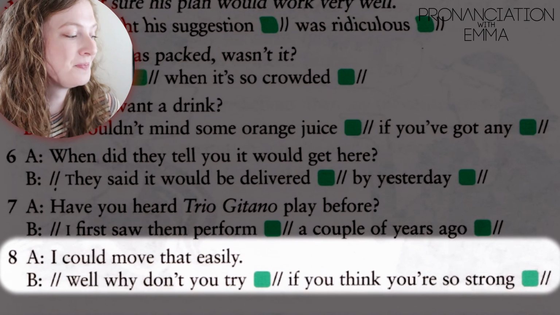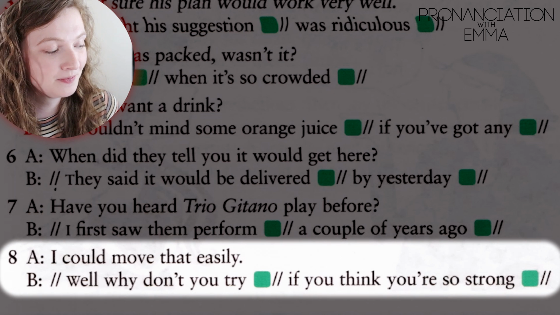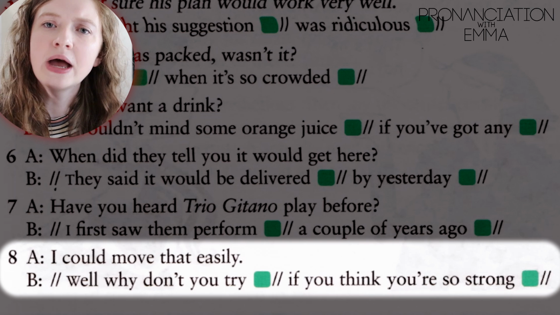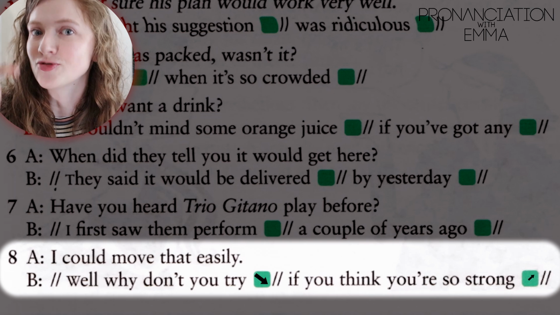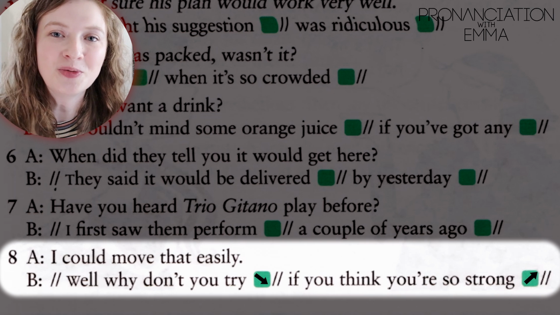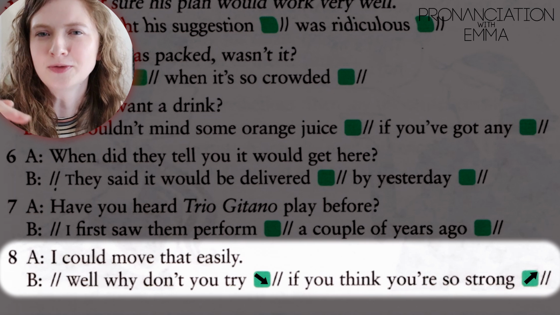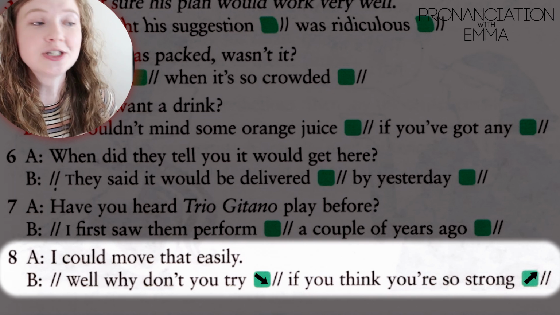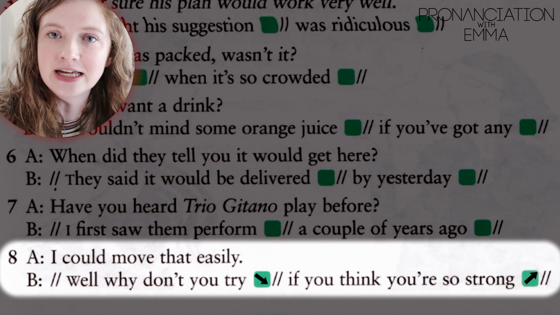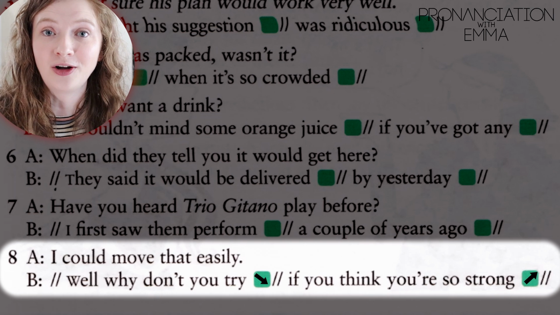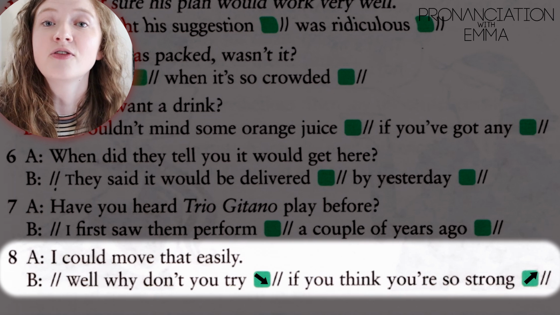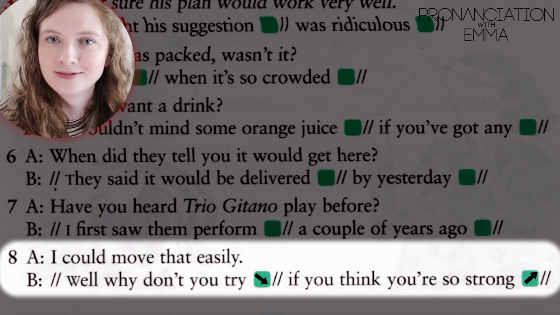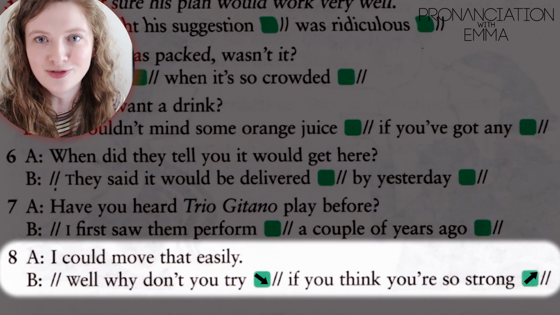And then the last one, I could move that easily. Well, why don't you try if you think you're so strong? So the same as what's happened with the other sentences. If you think you're so strong, here is not new information because the other person just said, I could move that easily. So they already think that they're quite strong. So here it's old information, therefore it rises. The new information here is, why don't you try? Yeah, it's going to fall because it's new information.